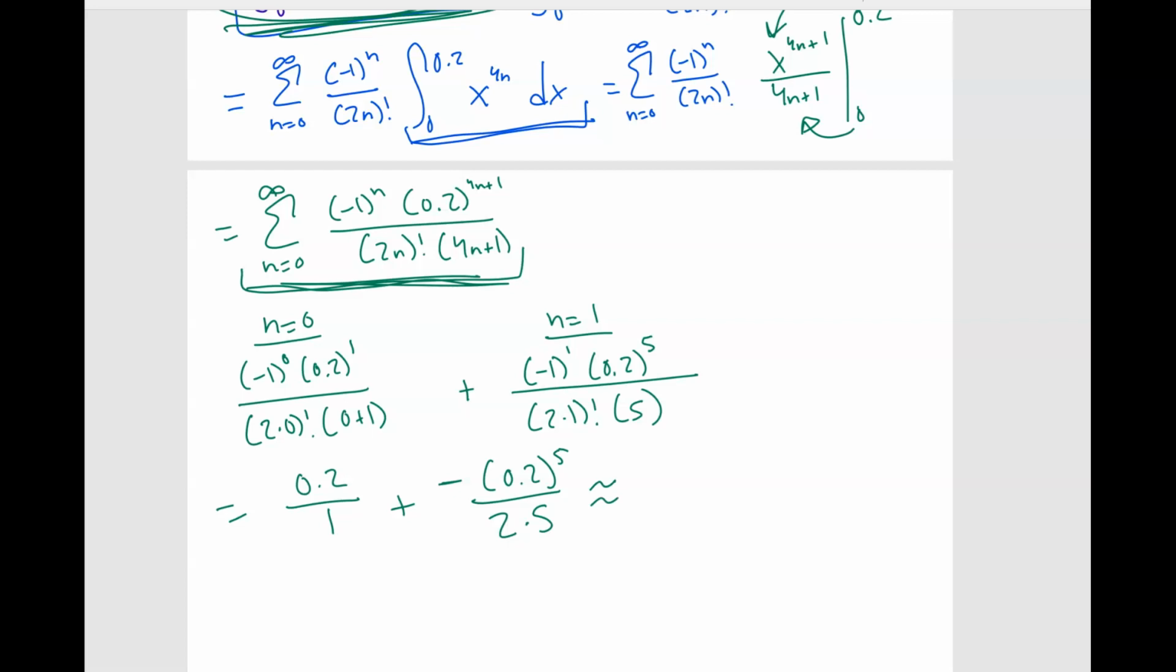So all we got to do is put this in our calculator. So let me get out my calculator. I'm going to put 0.2 over 1 plus, let me put this in fraction form, negative 0.2 to the 5th power over 2 times 5, which gives me 10. And what I ended up getting is 0.199968. That's what I ended up getting.